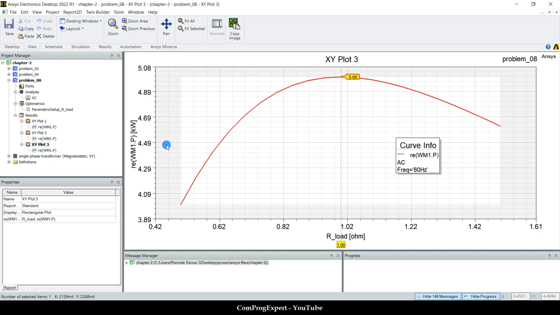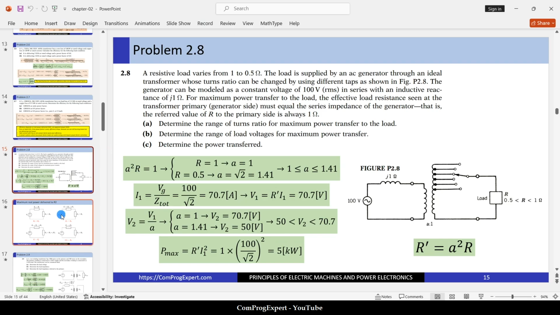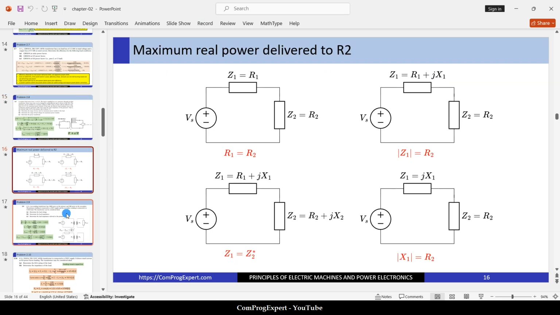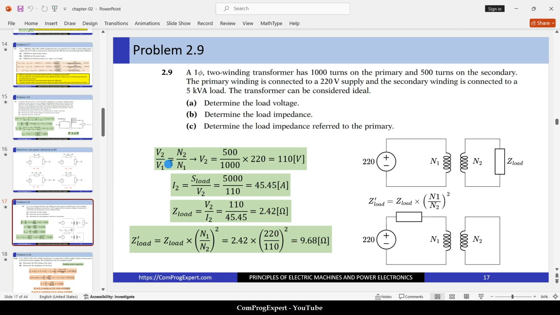Perfect. So now let's go for the next problem. Problem 9.